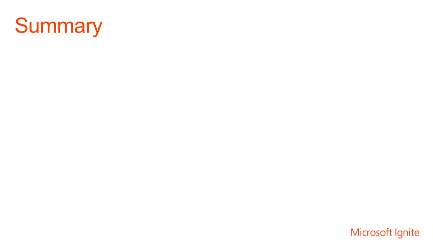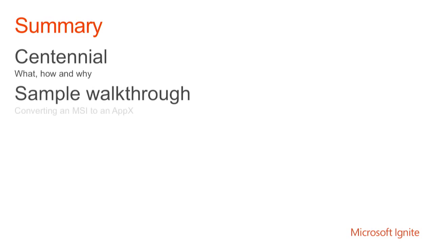Now, because I wasn't actually able to demonstrate that, I'm going to reach the end a bit sooner than planned. But I'll run through the summary and then we'll just have a brief chat. So we looked at Project Centennial, what, how, and why, what you can do with it, what you can't do with it. A sample walkthrough to convert an MSI to an AppX, what you need in place to do that. The first steps you can take to put some modifications in and start taking advantage of the ecosystem that you're in.